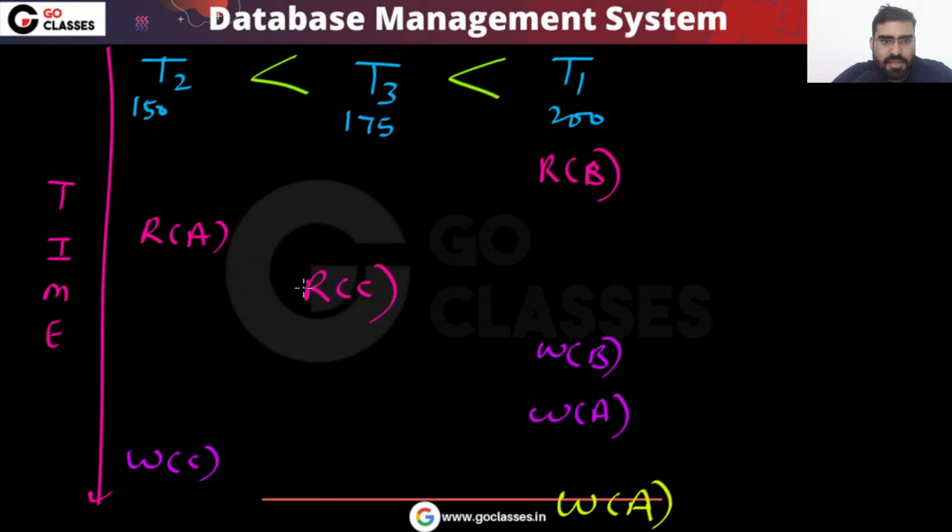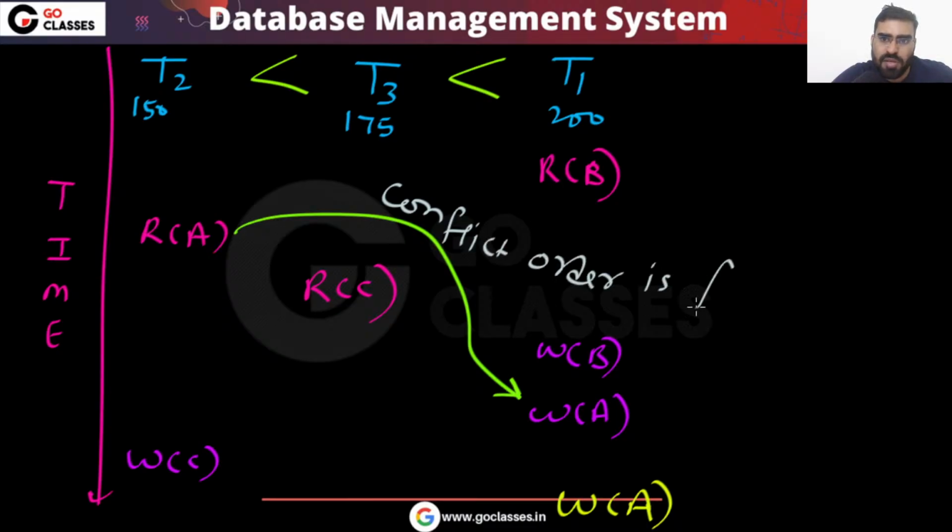So you can see that this is a conflict, and this conflict is perfectly fine. Do you agree that this conflict order is fine? We don't have any problem with this conflict order. What about this order? This conflict order is not allowed. Yes or no? This is not allowed.